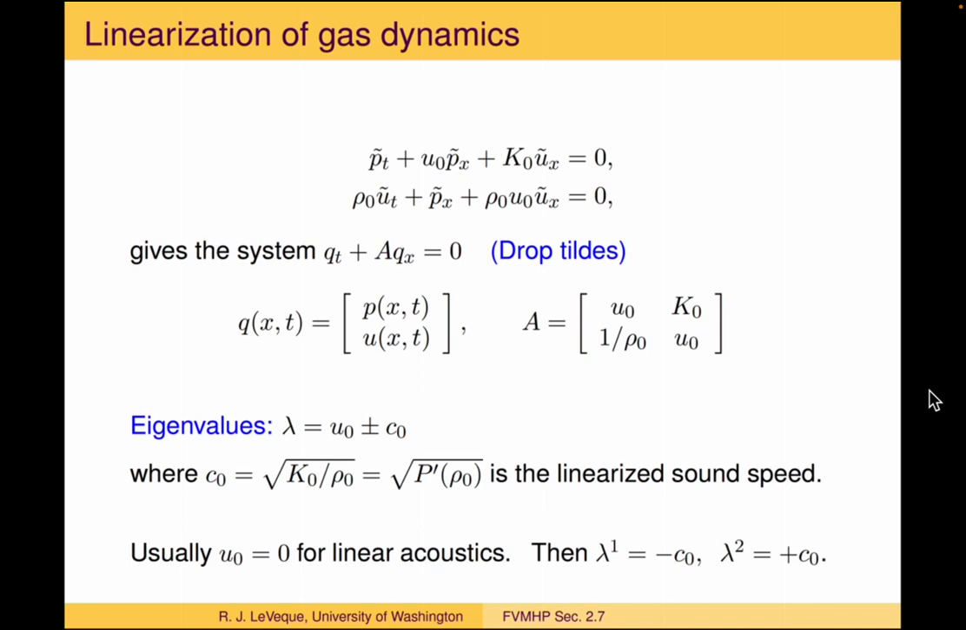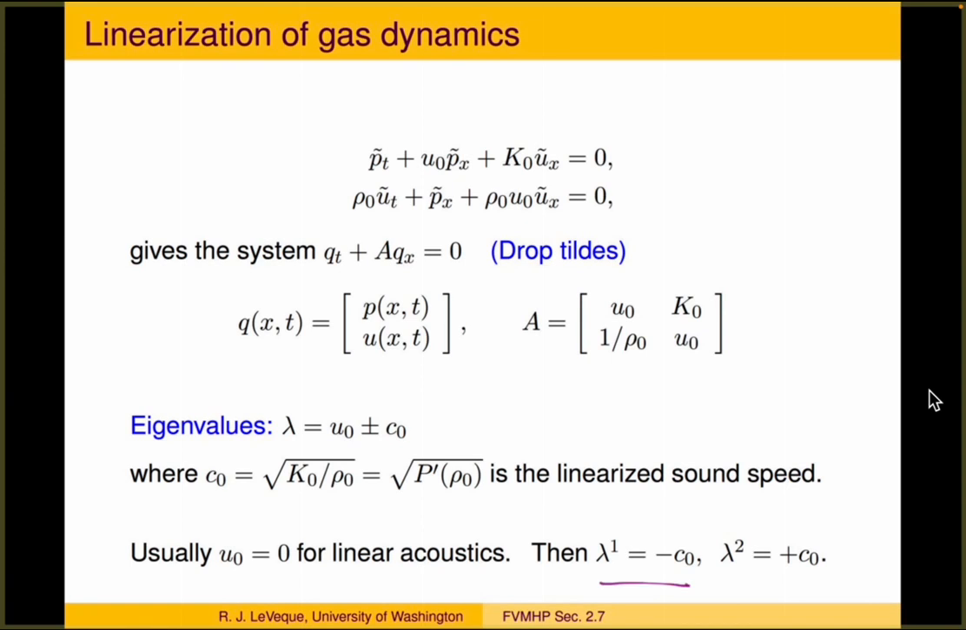And often, again, we might be looking at acoustic waves moving through still air. So think of a tube of gas with U, the bulk velocity, essentially equal to 0, except for very small perturbations as a sound wave travels up or down the pipe. In that case, the two eigenvalues are minus C0 and plus C0, and that says that we have waves that can propagate either to the right or to the left through a gas, and in either direction they're propagating at the sound speed C0, the speed plus or minus C0.